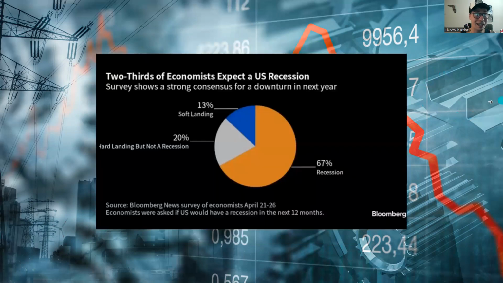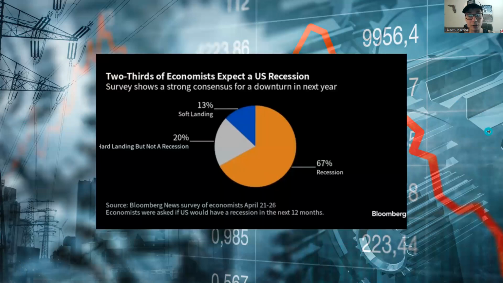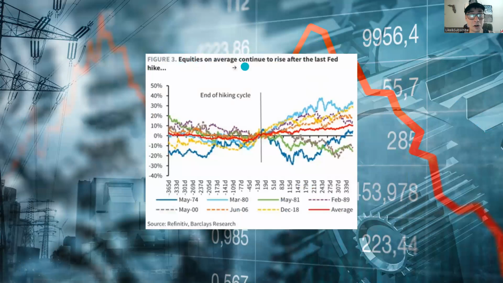Now, what's interesting is that 2/3 of economists expect a US recession. So if we go back to this chart and we get a pivot and we get a recession, that could be very bad for the stock market, okay? Now, equities on average continue to rise after the last Fed rate hike, right? And we can see here, these are all the different times that we've got the end of the hiking cycle. There's been multiple times, though, where stocks have fallen very sharply.